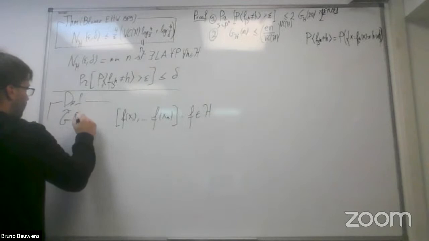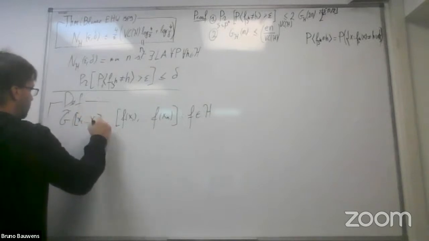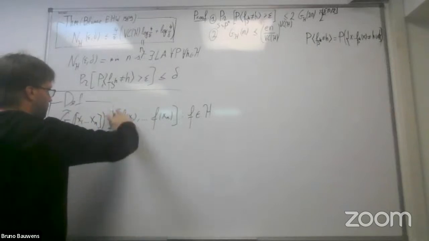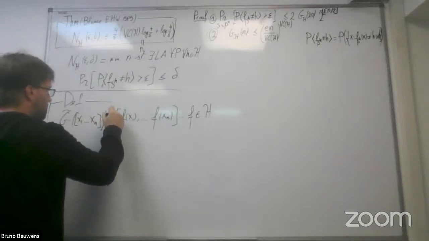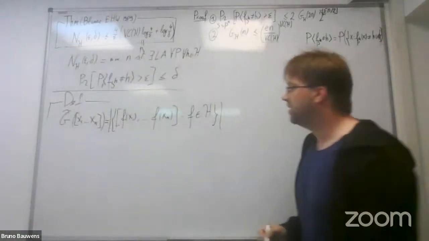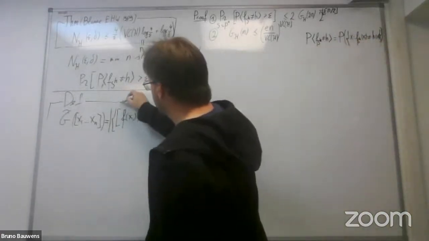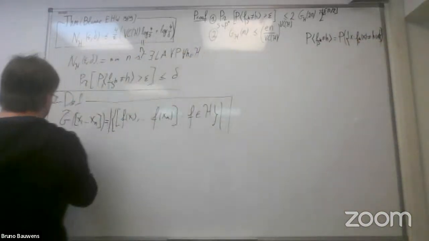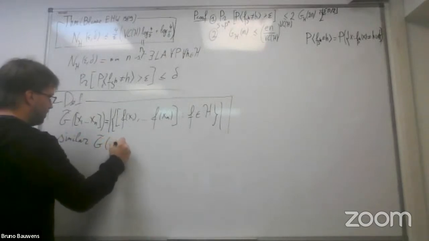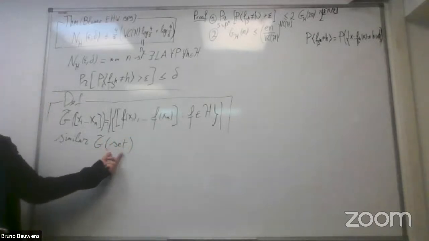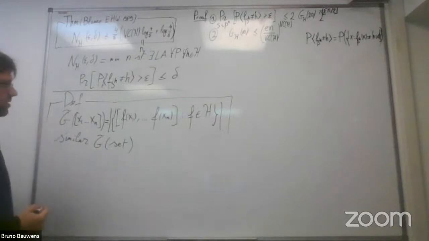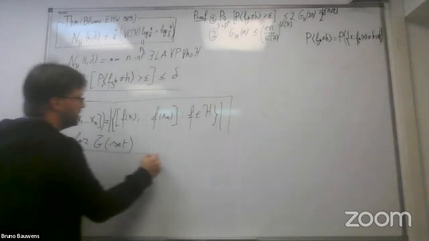G tilde of f(x1, ..., xn) is equal to the size of the set of dichotomies. And similar for a set. So we just view a set as a list by just taking any order, and then we can define G tilde of a set. So let us look at a little example.